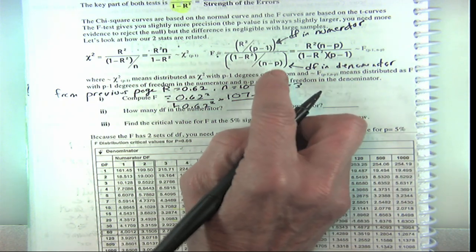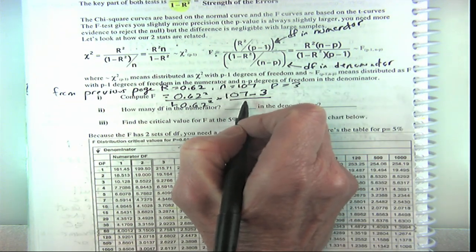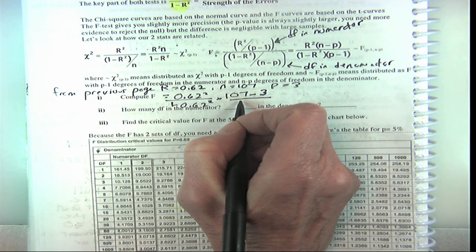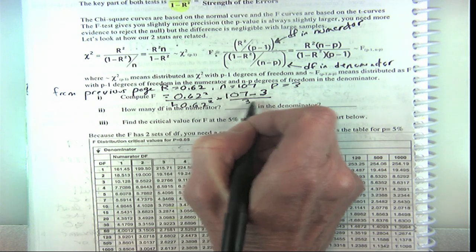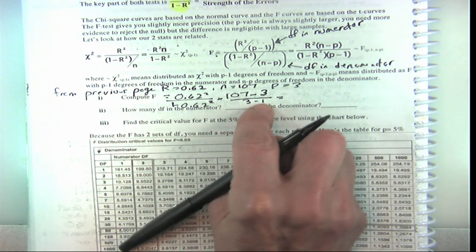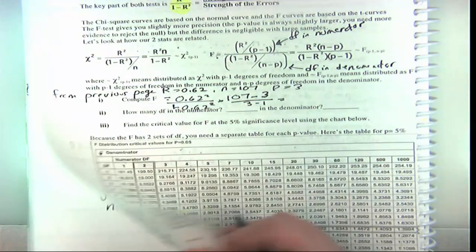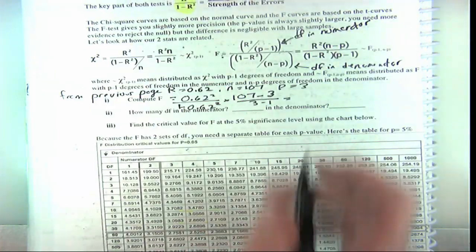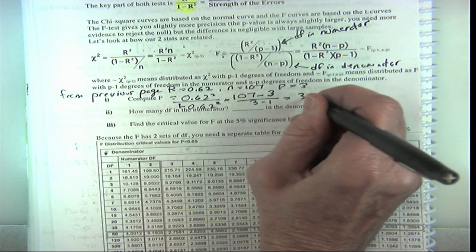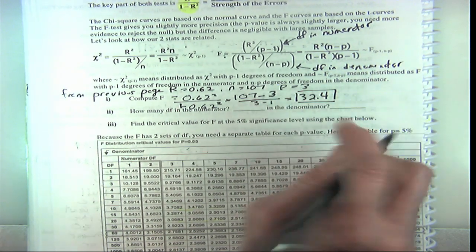We have to divide by p minus 1. So we're going to divide by what? What's p minus 1? 3 minus 1. So we're going to end up with something that's about half as small, because that's what's going to make the big difference. So instead of getting what we did before, which was 60 something, 66, we get 32.4. And that's our F-stat right there.